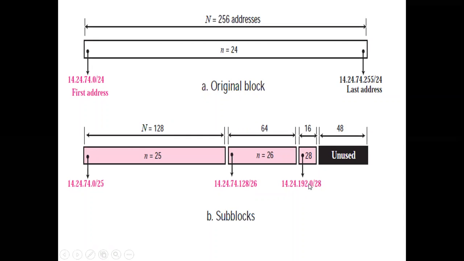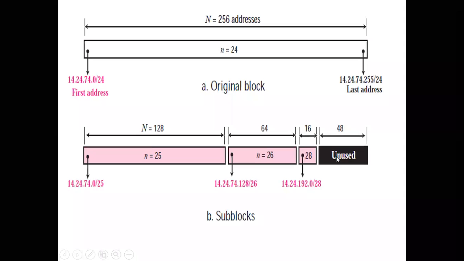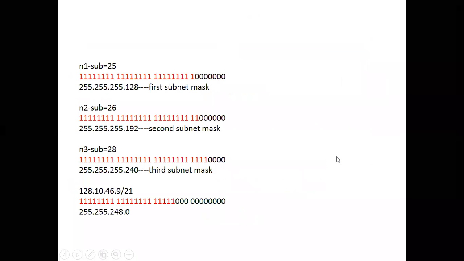114.24.74.192 it should be, and then the last IP will be 114.24.74.207, and the remaining last part will be completely unused.